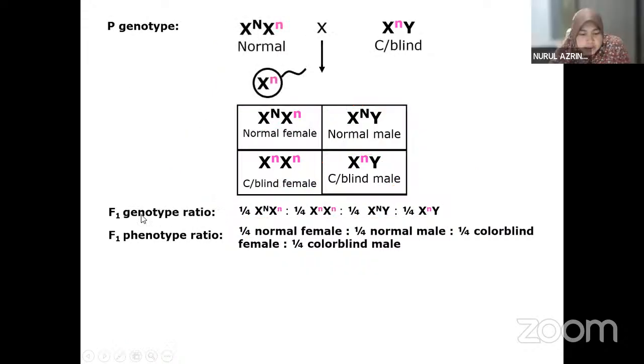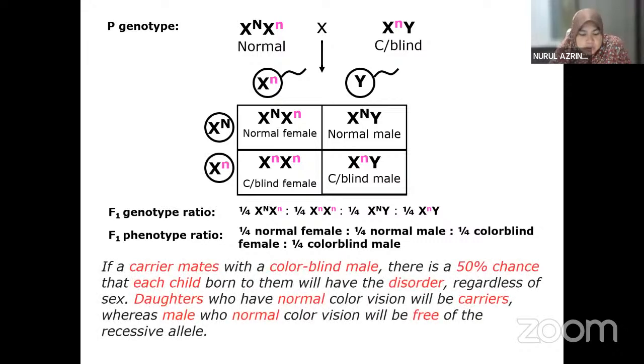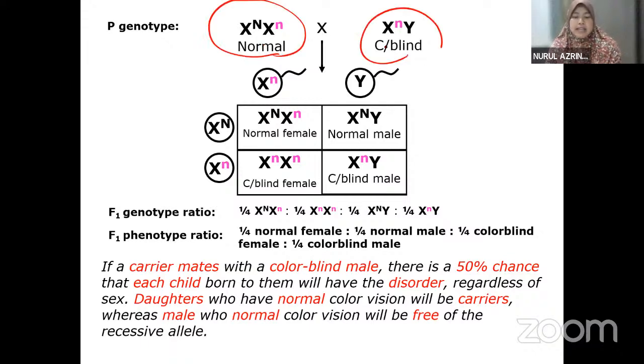Alright, and this one is another condition. Kalau carrier woman, which is normal, but she is carrier, kahwin dengan lelaki that is colorblind. Alright, so you can see here, the chances of their children to be colorblind will increase. Sebab kita nampak ni ada dua allele recessive. Kat sini. Ada dua allele recessive. So you can see that the chances of the children to be colorblind among all the children will be 50%. So if the carrier mates with a colorblind male, there is 50% chance that each child will be born with colorblindness regardless of the sex, lelaki atau perempuan.